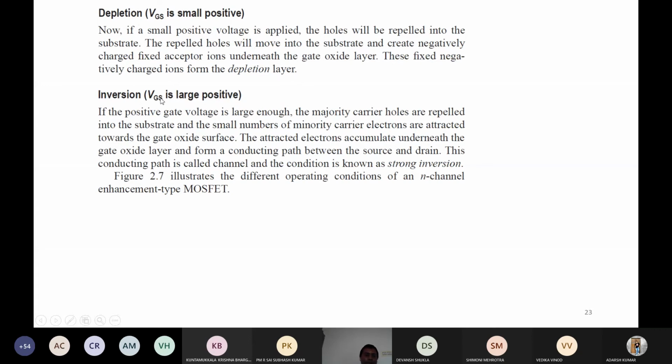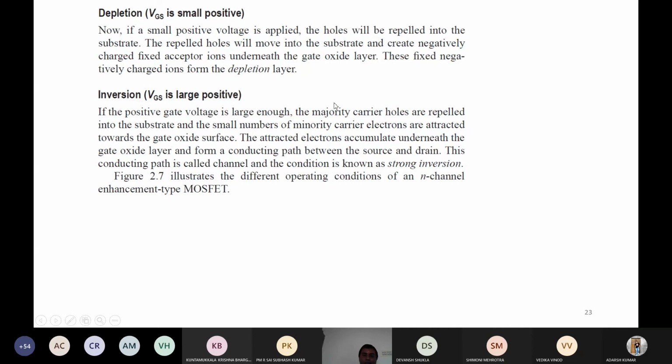Further, if you apply a larger gate to source voltage, in this case majority charge carriers, holes, are repelled, but minority charge carriers like electrons come very close to the semiconductor and dielectric interface, and in this way an n channel is created. So strong inversion comes if the gate voltage is more than the threshold voltage. So the positive gate voltage should be large enough, not small.